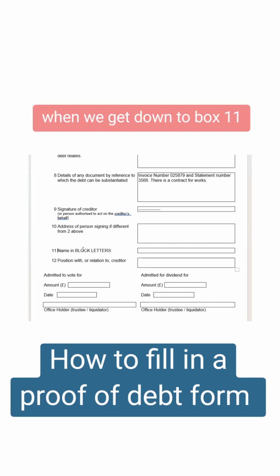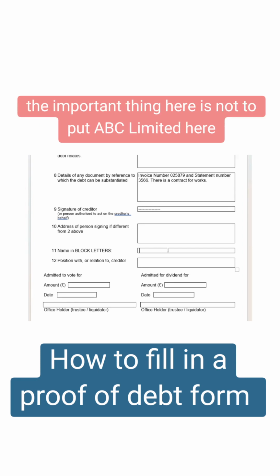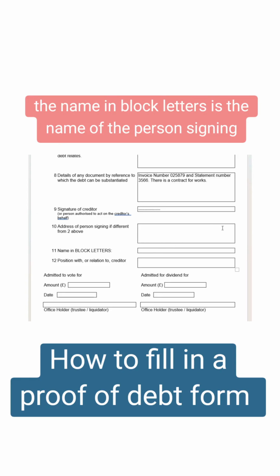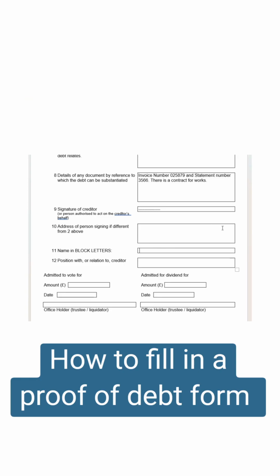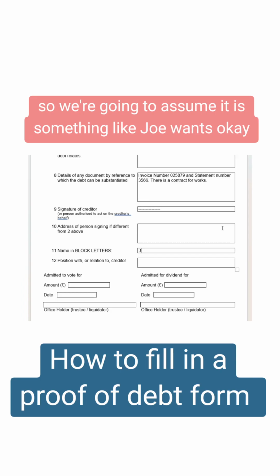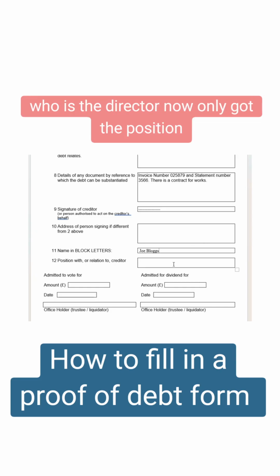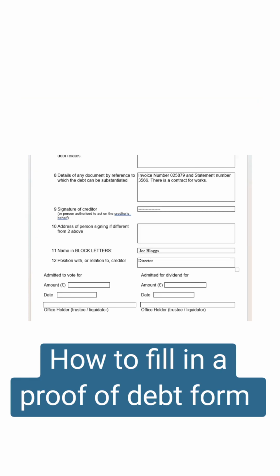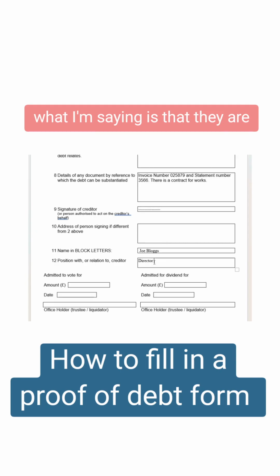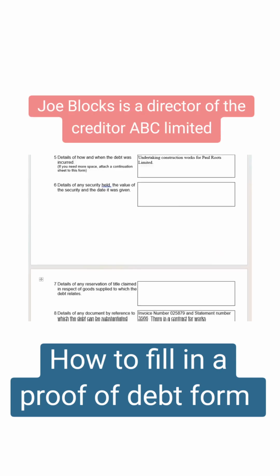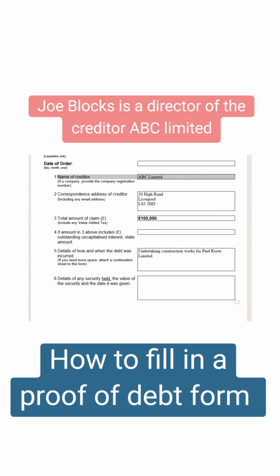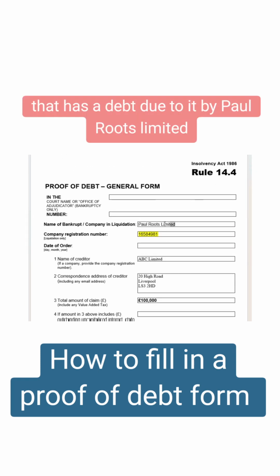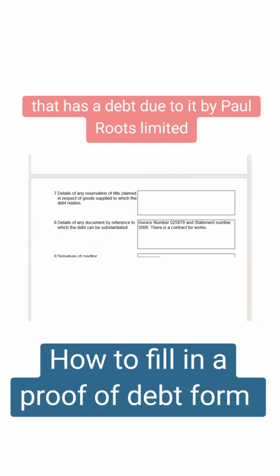When we get down to box 11, name in block letters. The important thing here is not to put ABC Limited here. The name in block letters is the name of the person signing. So we're going to assume it is something like Joe Bloggs, who is a director. And the position, director. What that's saying is that Joe Bloggs is a director of the creditor ABC Limited that has a debt due to it by Paul Roots Limited.